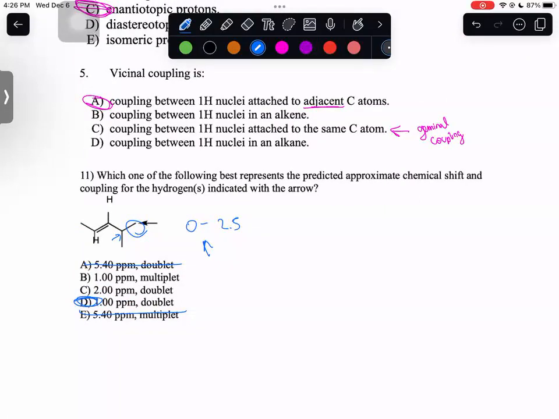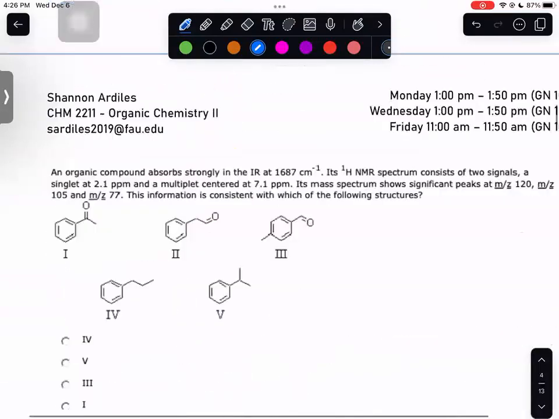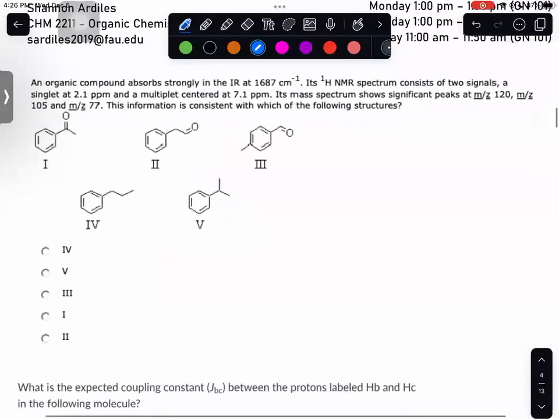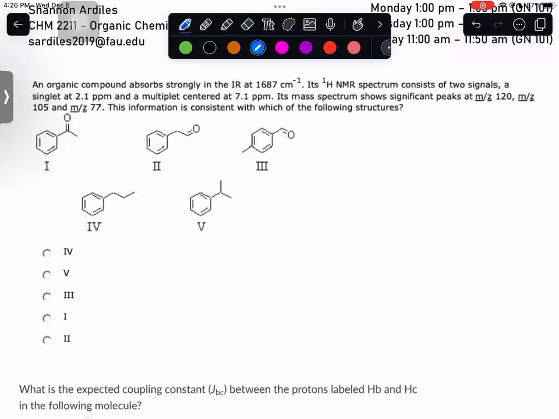So far, questions? We're good? So far, so good. Okay. Let's do a slightly more complicated question. Yes, one of those. You have everything. You have IR, you have HNMR, you're given mass spec. So you have a few data points in there.